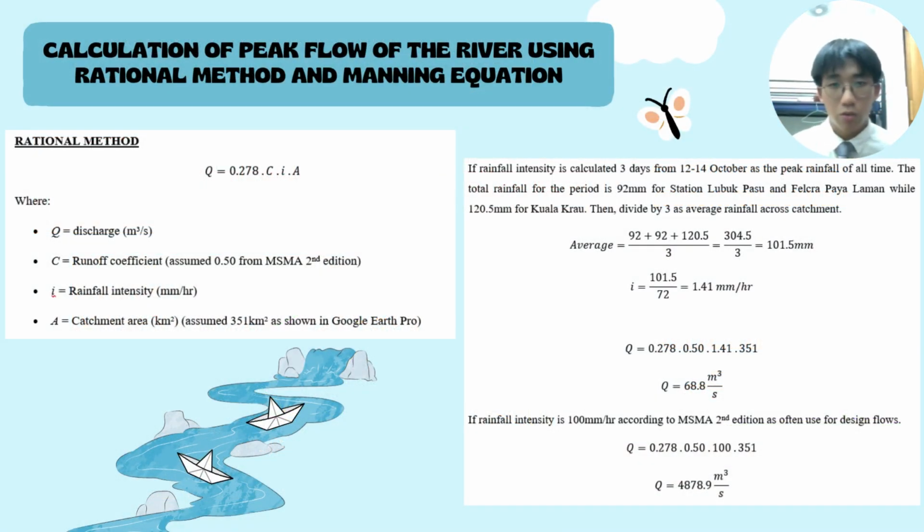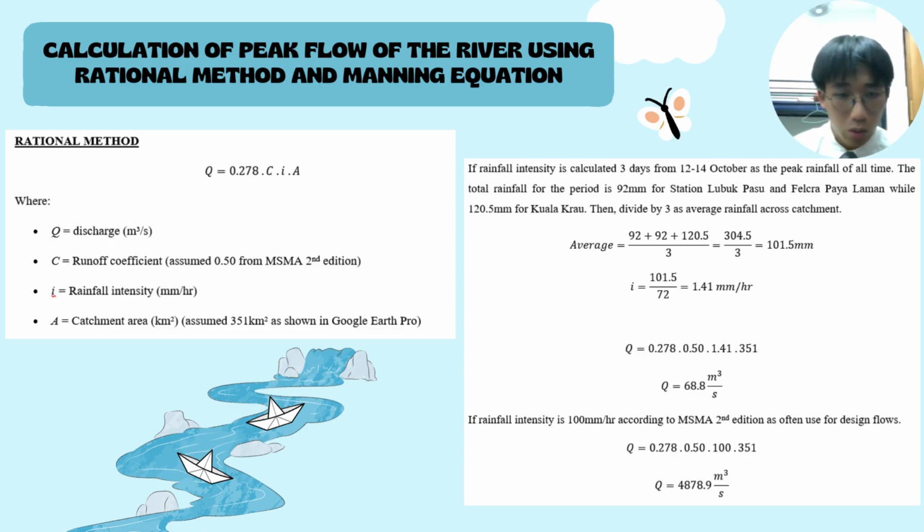And now we will show the correlation of the peak flow of our river using rational method. And the formula is Q equal to 0.278 CIA, where C is the coefficient that we have assumed as 0.5 from the standard MSMA second edition, I is rainfall intensity, and A is catchment area that we have calculated just now. For the first one, we have calculated the 3 days, which is from the 12th to 14th October, as the peak rainfall of all time that have least in the data presentation. So we take these 3 days and divide by 3 to get the average of 101.5 mm, and divide by 72 hours, which is 3 days, to get the rainfall intensity.